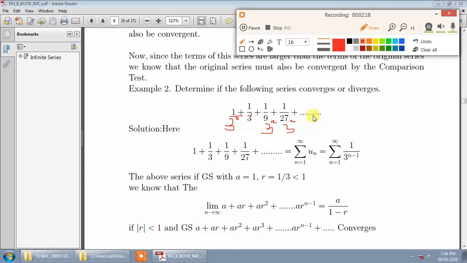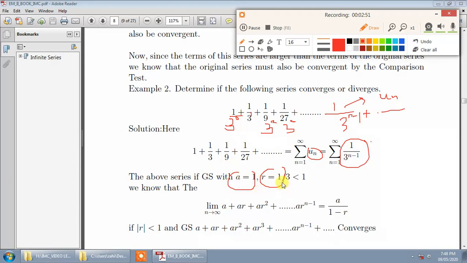So what is the nth term? It has power 1 less than n, that is n minus 1, and so on. So your un is 1 upon 3 raised to n minus 1. And note that this is a geometric series. What is a geometric series? If you take the ratio of 1 by 3 to 1, we get 1 by 3. 1 by 9 to 1 by 3, we get 1 by 3. 1 by 27 to 1 by 9, we get 1 by 3. So the ratio is 1 by 3, and the first term is a.